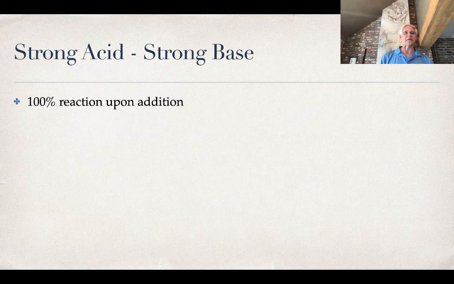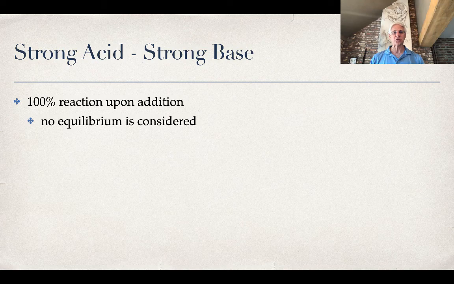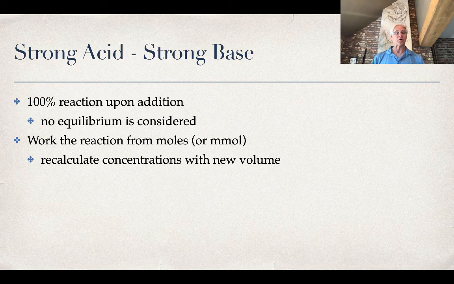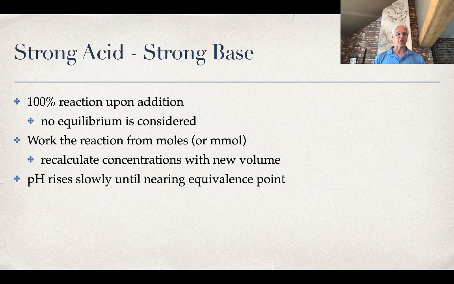So let's look at these in a little bit of detail. Strong acid, strong base: 100% reaction upon addition when they react together. We don't need to worry about any kind of equilibrium because they go fully towards the products, a single arrow. We can work these problems from the standpoint of moles: how many moles did we start with of acid or base, how many moles did we add, and how much is left over. We can then recalculate concentrations with our new volume, and from there we can calculate a new pH.